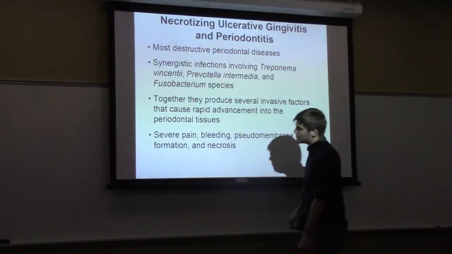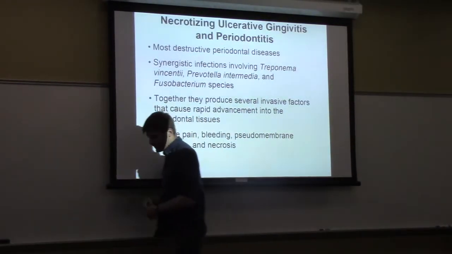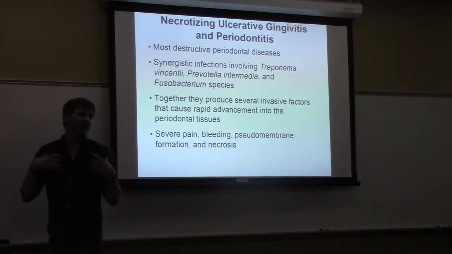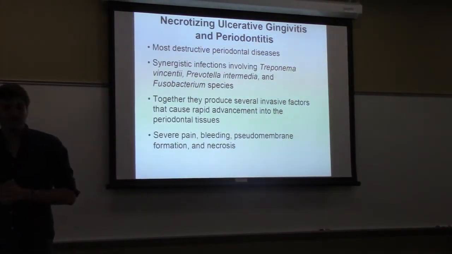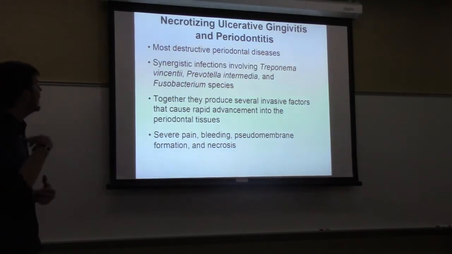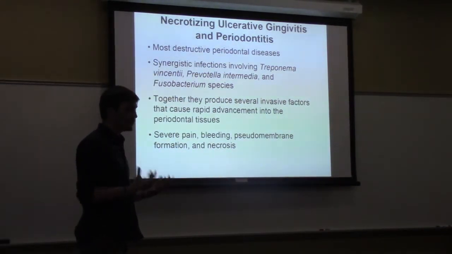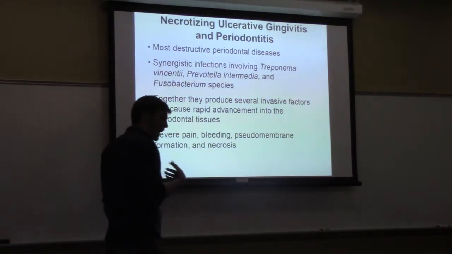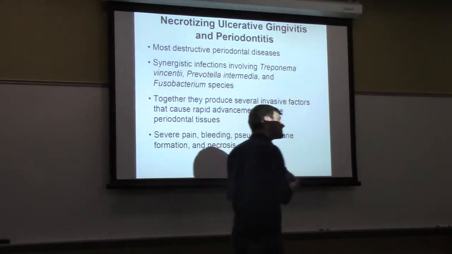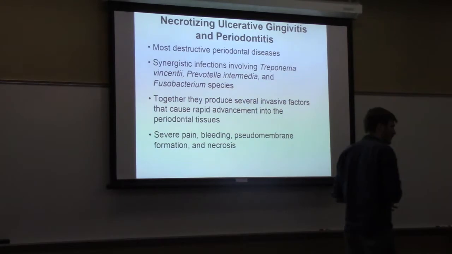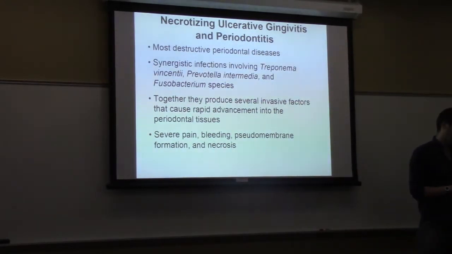Necrotizing ulcerative gingivitis. This is where you get gingivitis caused by a pathogenic organism. So instead of it being a normal commensal in the mouth, now it's an organism that can actually burrow into the gingiva and cause ulcers. This can be very painful. It can cause a much more advanced, more rapid form of gingivitis and periodontal disease.